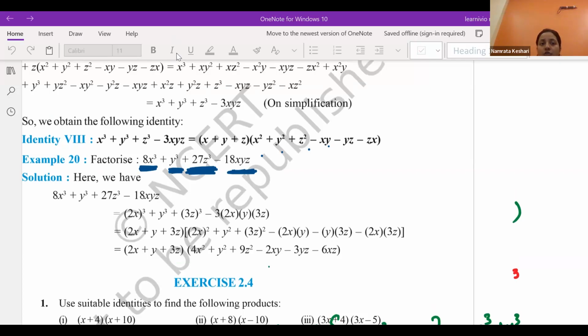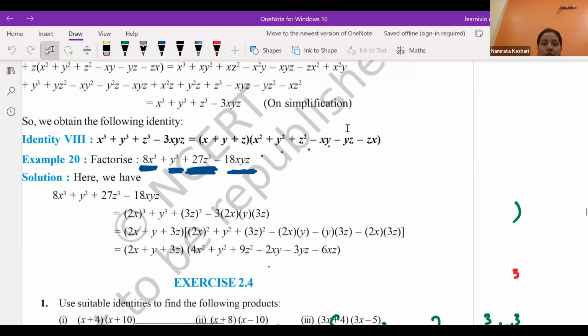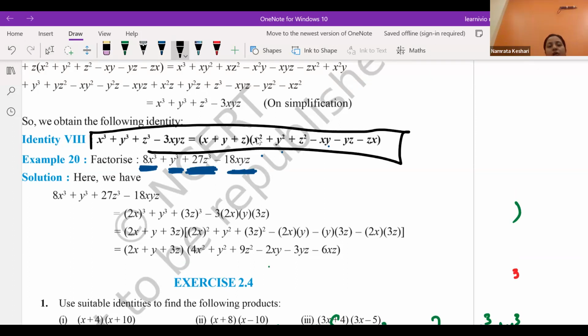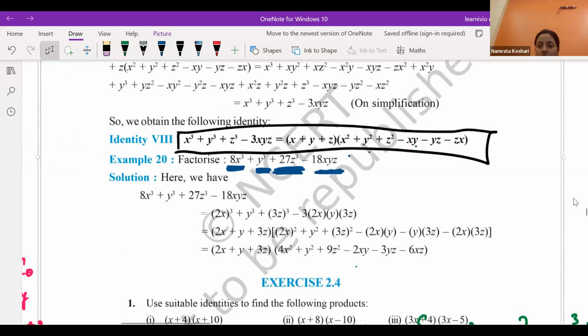So I'm not showing you how we got this formula because that will be really tedious. Again, we got this formula from distributive property only. See the RHS, I'm talking about this one. Learn it. Okay, x cube plus y cube plus z cube minus 3xyz is this one. Now let's move. And let's see the questions which you are having from here.